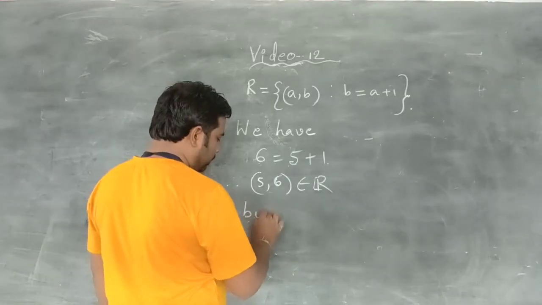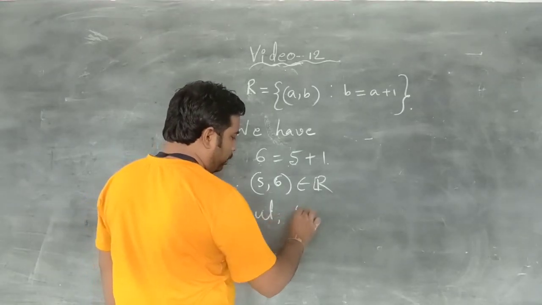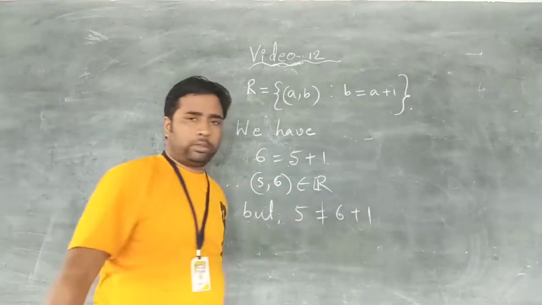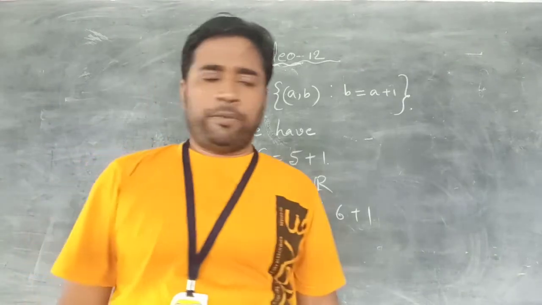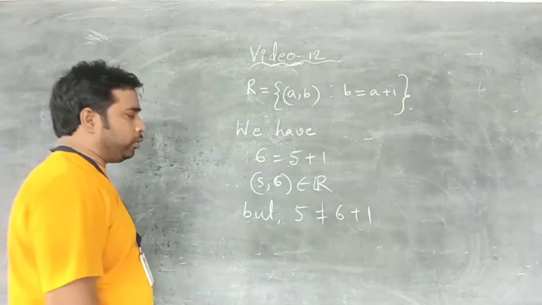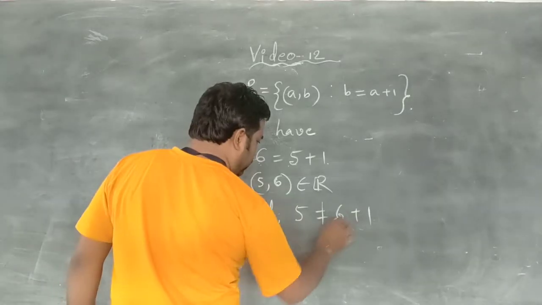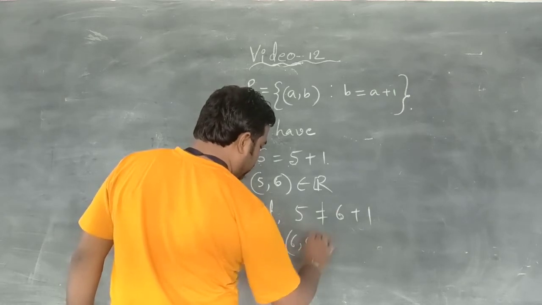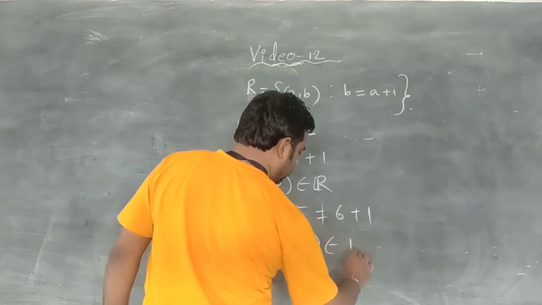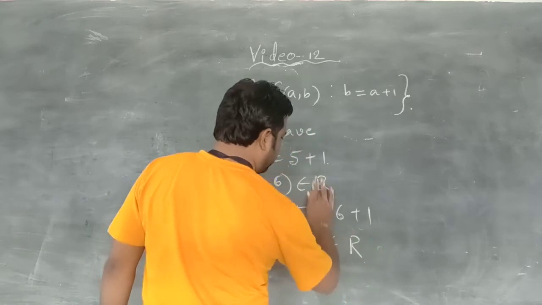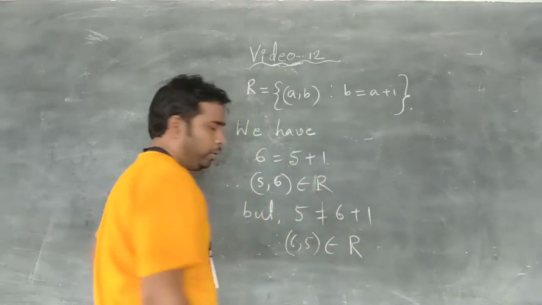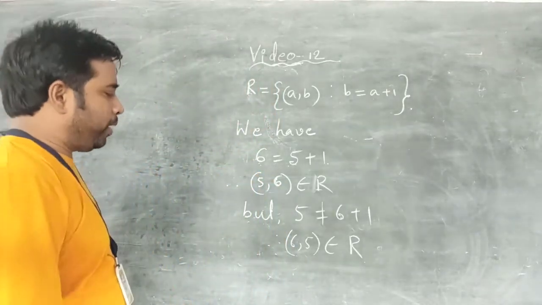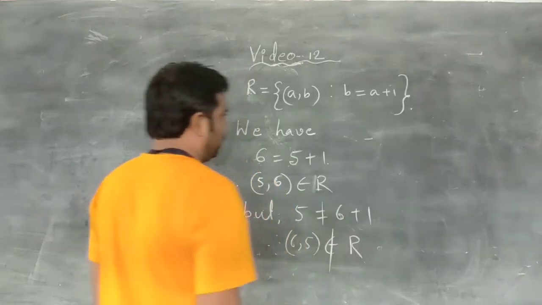But 5 equal to 6 plus 1, it is not equal. So 6 comma 5 does not belong to R. This is not a real number, this is a relation, because always the pair belongs to the relation. So 6 comma 5 does not belong to R.